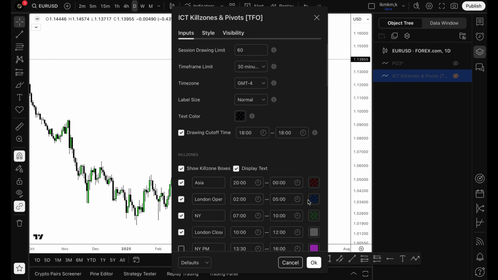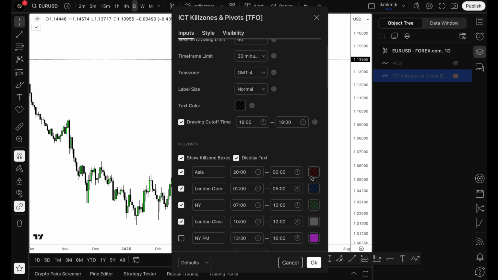In the next clip I'm going to show you, it's going to be an example on the session highs and lows. So this is the indicator that I'm going to be using on my charts to just label the different sessions and split them up. So it's called ICT Killzones and Pivots by TFO. And just pause the video to fill out the correct numbers and colors for the sessions.